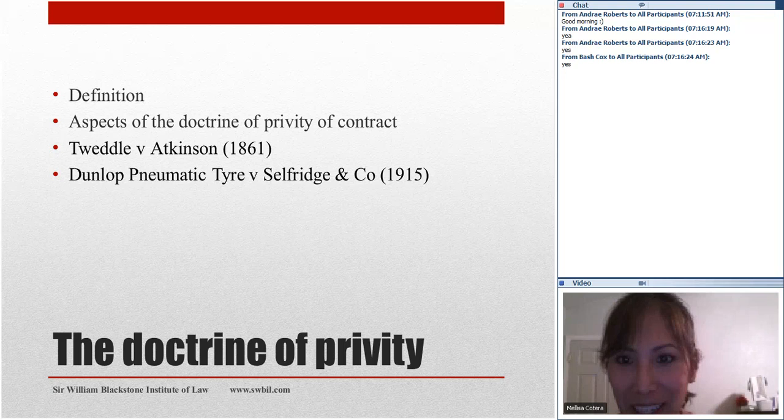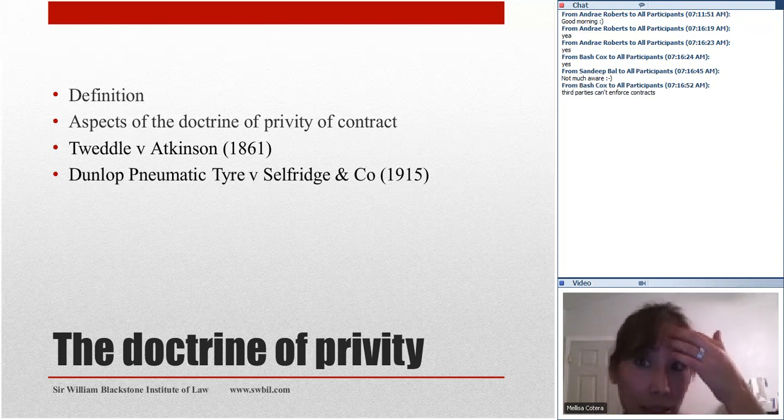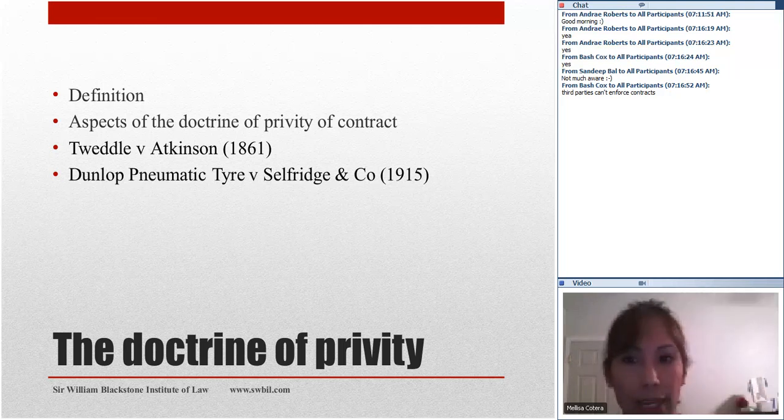Okay, perfect. So, what do you think the doctrine of privity of contract provides? Okay, this doctrine of privity provides that a contract cannot confer rights or impose obligations arising under it on any person or agent except the parties to the contract. The premise is that only the parties to a contract should be able to sue to enforce their rights or claim damages. So the doctrine is primarily concerned with the question of who can enforce a contract.